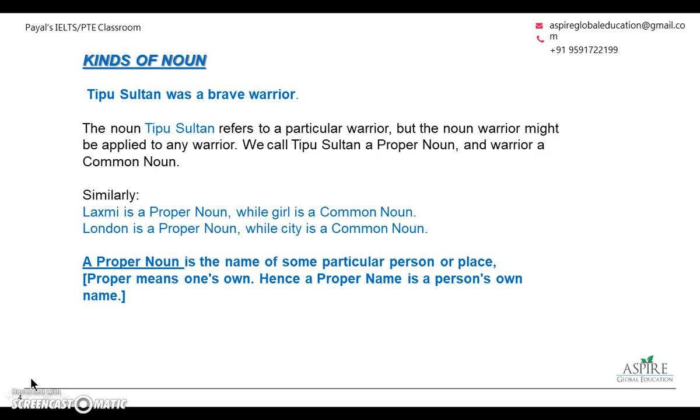We've had millions of warriors in our history, so maybe this word warrior could talk about anyone, not necessarily Tipu Sultan. But this word Tipu Sultan only refers to one single person.